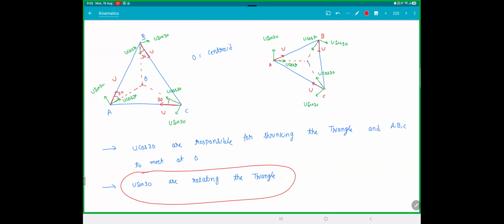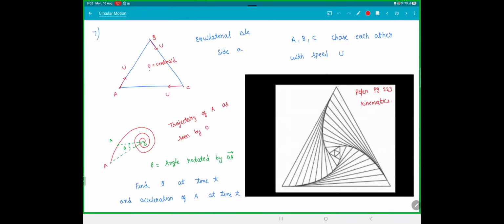But what was u sin theta? U tangential, right? There. Now you know. The u sin theta by distance will give you the omega. So the u sin theta is making you rotate. So those are responsible for rotating the triangle, and u cos theta is making you shrink. Now we combine both. Now let's see how you will approach from here. Take a minute.